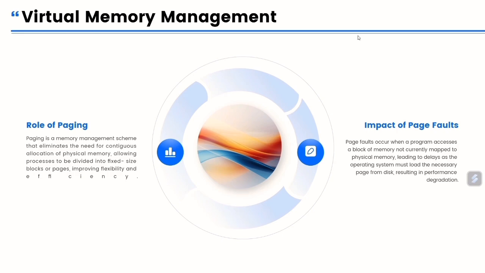Impact of page faults. Page faults occur when a program accesses a block of memory not currently mapped to physical memory, leading to delays as the operating system must load the necessary page from disk, resulting in performance degradation.